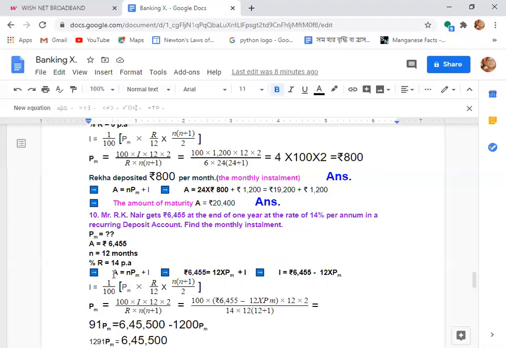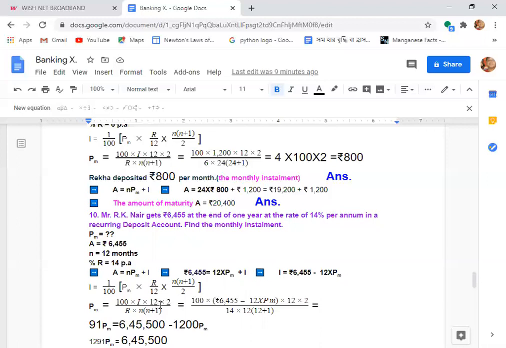So we try to put it in the previous method. The formula of A is N PM plus I. Put the value. We don't know the value of PM, so we take it as PM. You may take it as X also. You can let the monthly installment be rupees X. So it will be 12X. I take it as PM. You may take X, Y, whatever you like. So from that we get the value of I in terms of the monthly installment: 6,455 minus 12 PM or 12X. Now write the formula of I and put the respective values.